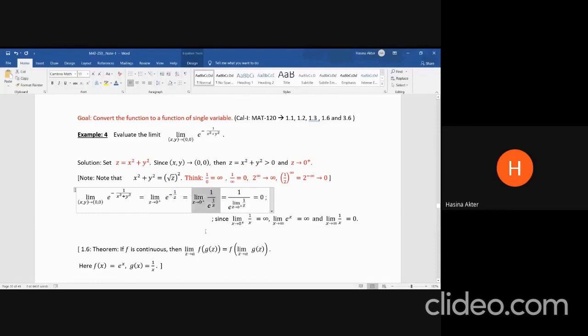Okay? And if you take the limit, just think, guys, this calculation should be in your brain. If z is 0, class, follow me. If z is 0, 1 by z is infinity, 1 by 0 is infinity. E to the power infinity is infinity. 1 by infinity is 0. So this whole thing gives us 0. You don't have to write this. Just ignore this, and you can write this equals 0.